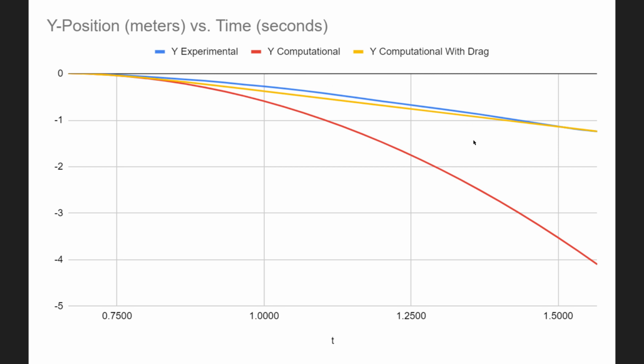We can also see that the computational without drag is vastly different than what we observed, whereas the computational with drag is pretty close. There is a little bit of an error in the middle of the data especially, and this is most likely because the bv squared model for drag is assuming a sphere, and I was dropping a rectangle-shaped object, and also there could have just been some drafts of air in my room.